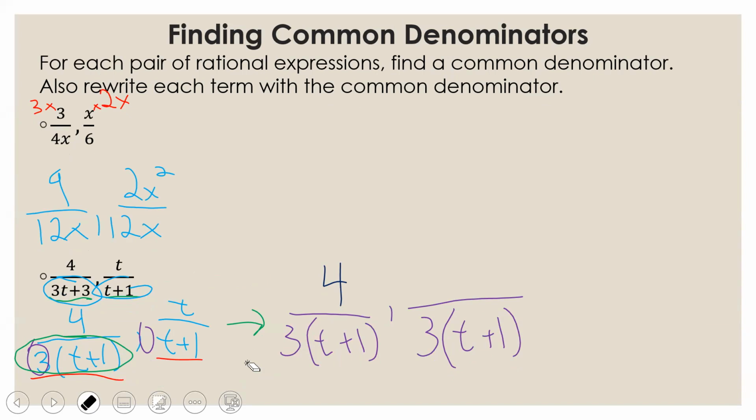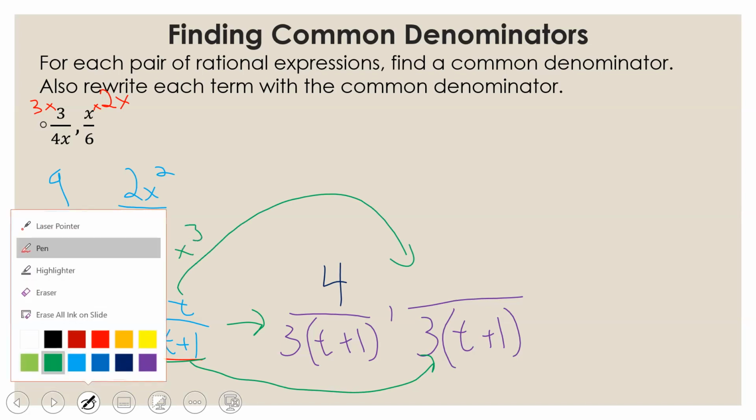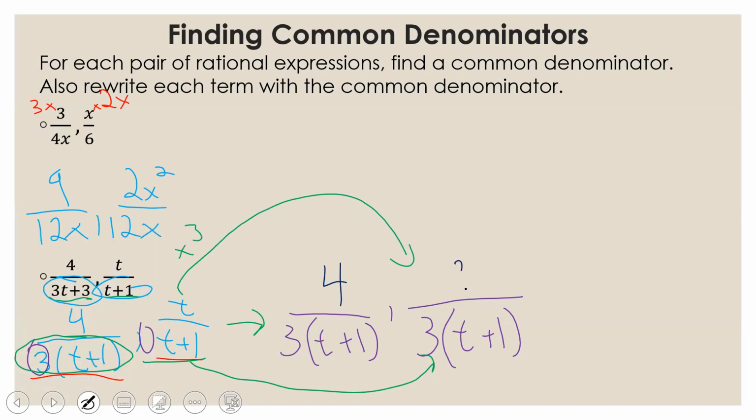We noticed that the original denominator was just t plus 1, and now it's become 3 times t plus 1, which means we've multiplied by 3. And so we have to do the same thing with the numerator. So we'll take that t, multiply it by 3, and we get that our new numerator is 3t. Okay, so our expressions have now become 4 over 3 times t plus 1 and 3t over 3 times t plus 1, which I maybe said something wrong the first time. All right, so we've got both of these pairs with common denominators.